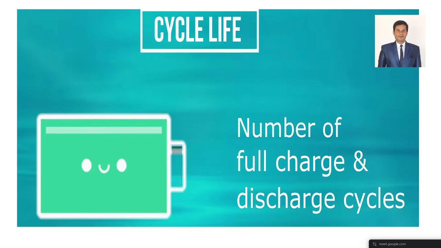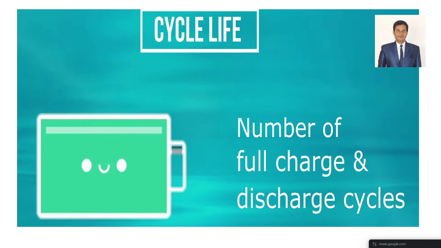Then what is the life cycle actually? It means how long the battery can retain through charging and discharging. What is the charging time and also the discharging time? And what is the C rate? That is what we discussed in the earlier sessions. The life cycle will decide the number of full charges and discharges.